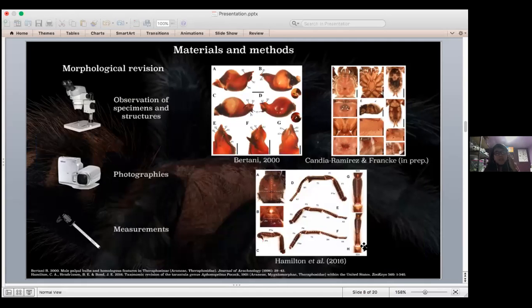For the morphological revision, I observed specimens and structures under a stereoscope in order to find some characters that could indicate that there is more than one species. Also, we took several photographs and measurements of many parts of the body to compare them between the specimens of the different populations. For the sexual structures, I followed Bertani, 2000. However, I made some modifications in the names of the structures of the palpal bulbs, and the measurements followed Hamilton and collaborators, 2016.